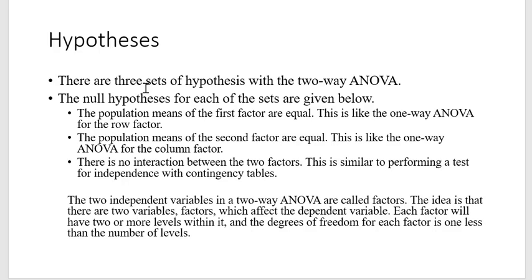So these are the exact statistical hypotheses that we create in two-way ANOVA. Okay, the null hypothesis for each of the sets is given below. Population means of the first factor are equal. This is like one-way ANOVA for the row factor. Population means of the second factor are equal. This is like one-way ANOVA for the column factor. There is no interaction between the two factors. This is similar to performing a test of independence with contingency tables.